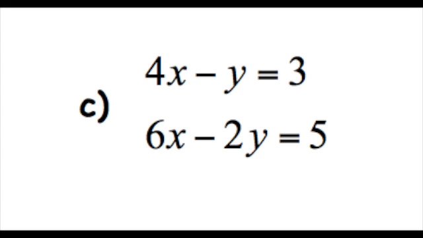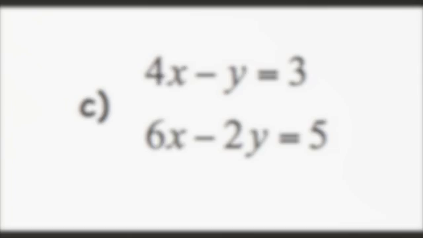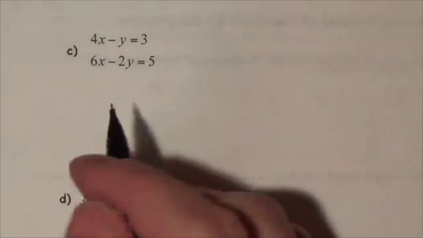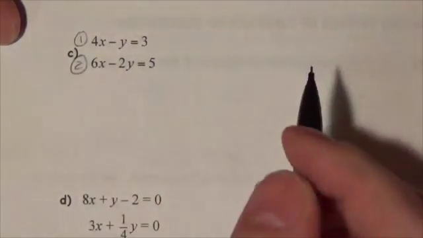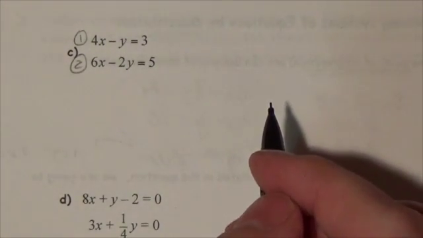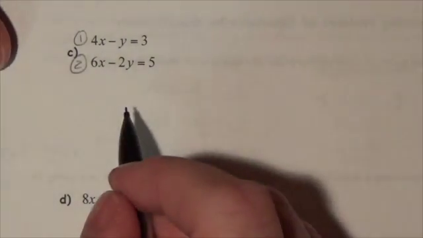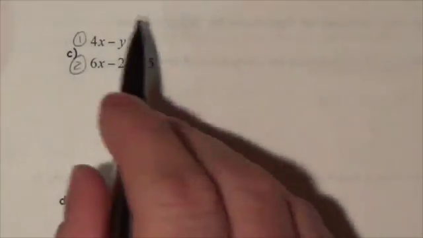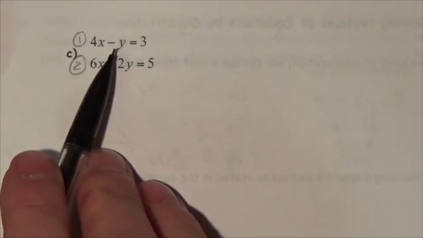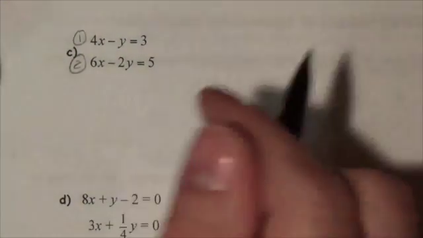Solve the following system by substitution. 4x minus y equals 3, 6x minus 2y equals 5. So we're going to solve this question using substitution. I've got equation 1 again, equation 2. I've got to pick which one of these is going to be the easiest for me to isolate a variable. Just like the previous two, I'm going to choose equation 1, and this time I'm going to choose the y variable, the dependent variable. Very similar to what we've done in the last couple of questions, but in this case it's going to be a little bit more awkward because there's a negative in front.